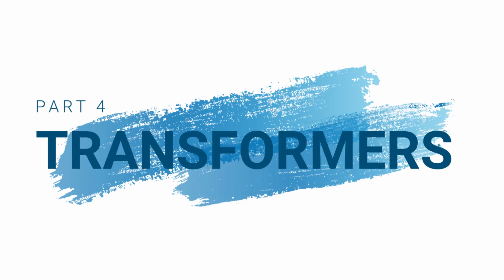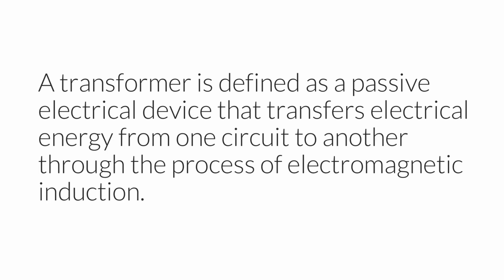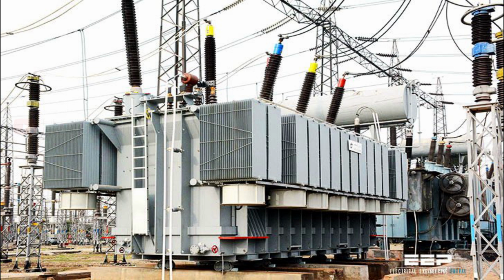Transformers are widely used in all branches of electronics. A transformer is defined as a passive electrical device that transfers electrical energy from one circuit to another through the process of electromagnetic induction. Transformers are most commonly used to increase or decrease voltage levels between circuits. In today's video, we are going to cover the basics of how transformers work and some types of transformers.